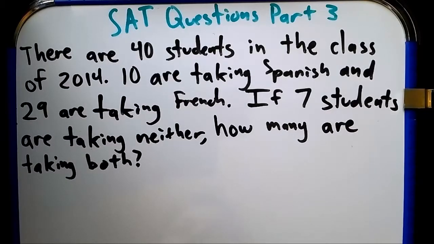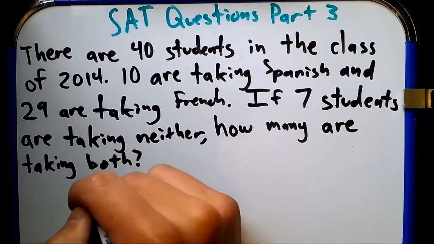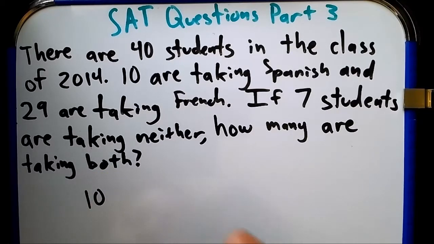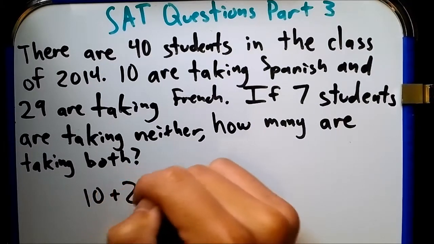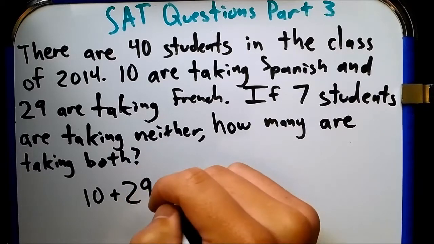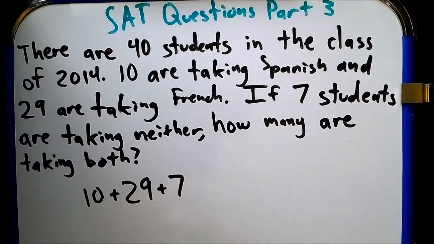This SAT question says that if there are 40 students in the class of 2014, 10 are taking Spanish, and 29 are taking French. If 7 students are taking neither, how many students are taking both? Well, first of all, we're going to have to write down all these numbers. So we have 10 taking Spanish, we have 29 taking French, and we have 7 that are not taking anything.